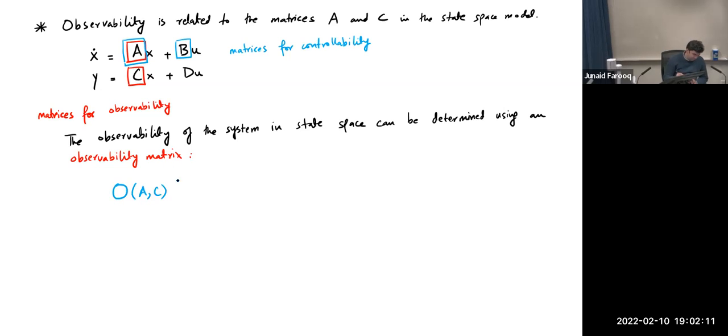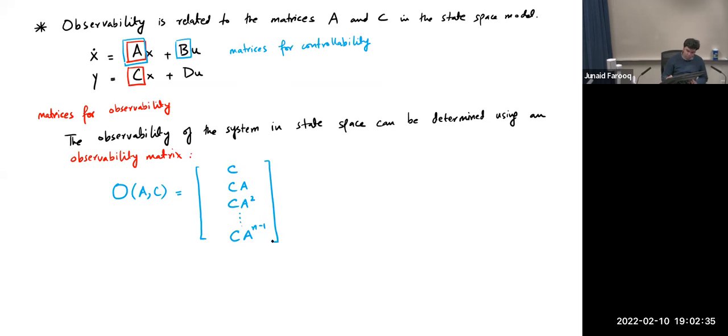O is a function of A and C, and it can be written as an augmentation of the row vector C, CA, CA squared, all the way up to C times A to the power n minus 1.